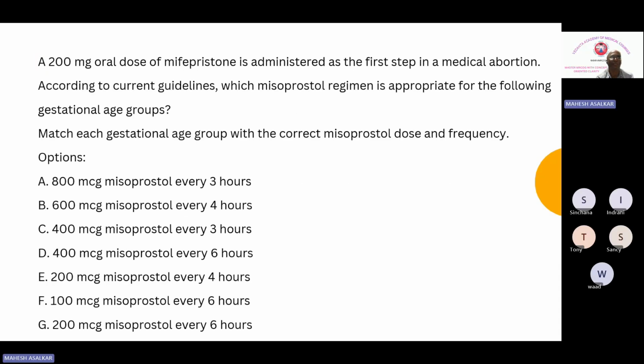Someone else now. Okay, let everyone have some confusion about the numbers. Who wants to try? Dr. Sansi wants to try. Yes, sir.